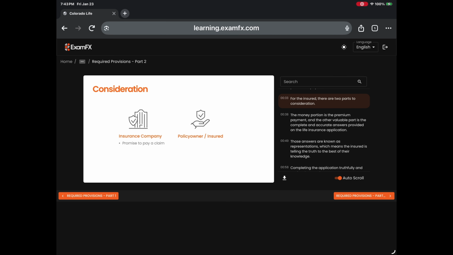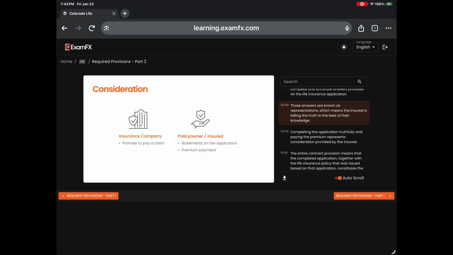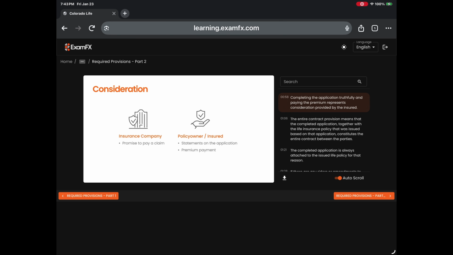For the insured, there are two parts to consideration. The money portion is the premium payment, and the other valuable part is the complete and accurate answers provided on the life insurance application. Those answers are known as representations, which means the insured is telling the truth to the best of their knowledge. Completing the application truthfully and paying the premium represents consideration provided by the insured.